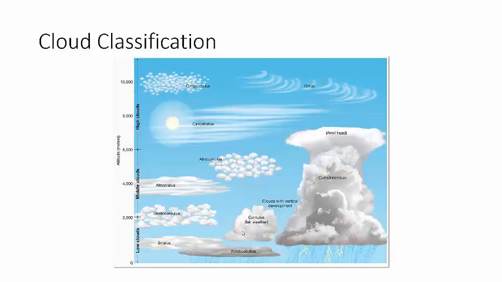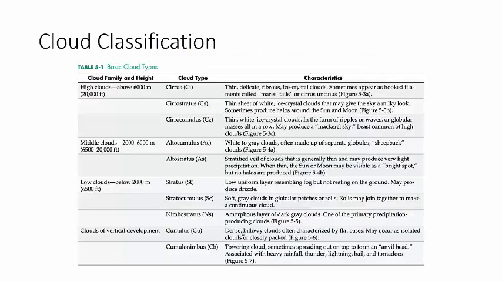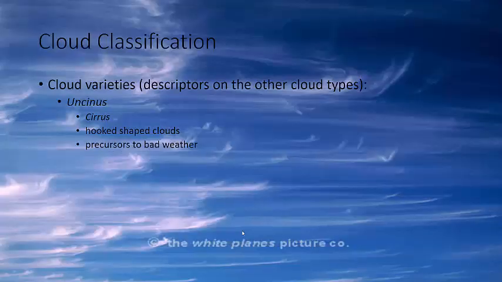Here's a picture from the textbook. It kind of summarizes it all for you. And if you're not a picture person, if you're a word person, there you go. There are a few other types that we get to talk about because we are in meteorology. Uncinus clouds. These are basically cirrus clouds. However, if you look at these, they definitely have this hook. How about this one here? They've got this hook on it. And those are uncinus clouds.